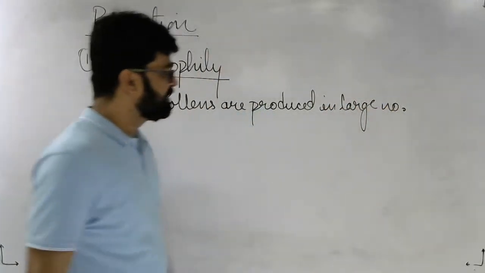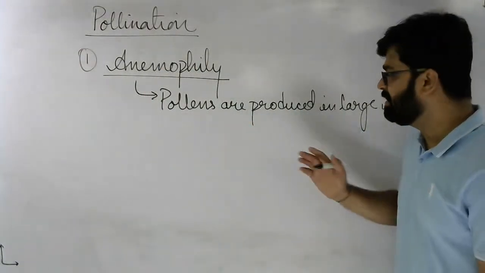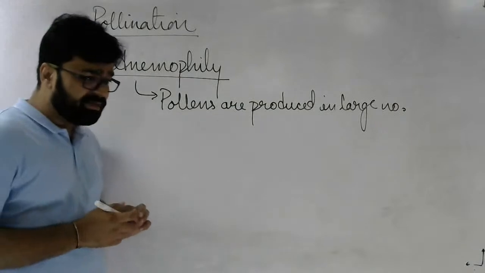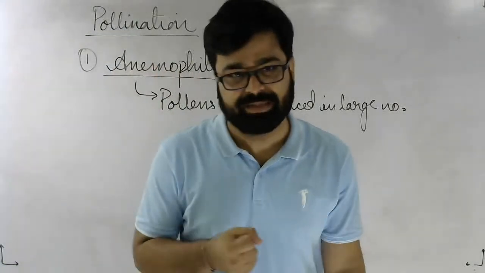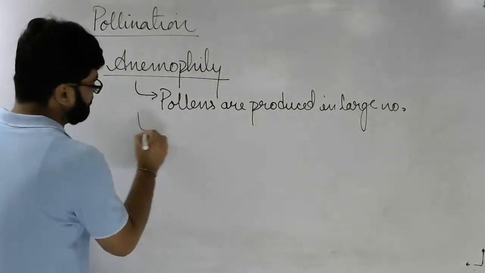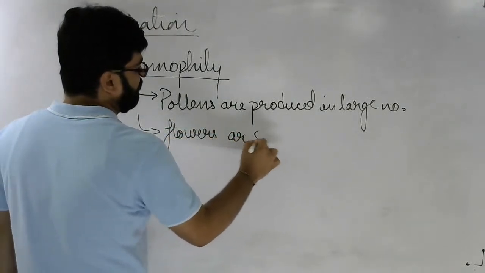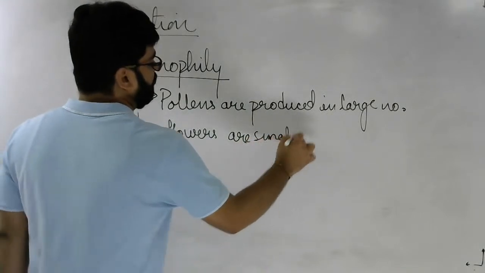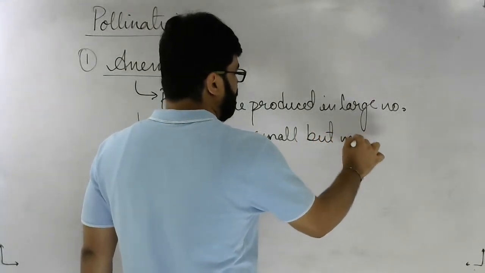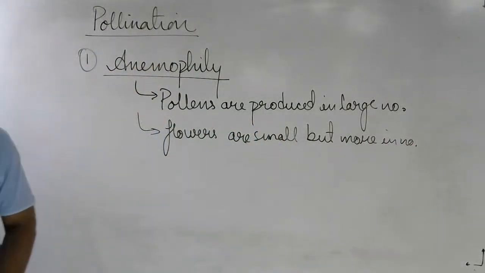Okay, yes. Next characteristic feature, yes, you have written correctly. These are the examples of anemophilous plants. Next feature is that their flowers are very small actually, but the number of flowers is many, so their flowers are small but more in number. Okay, that is the second characteristic feature.